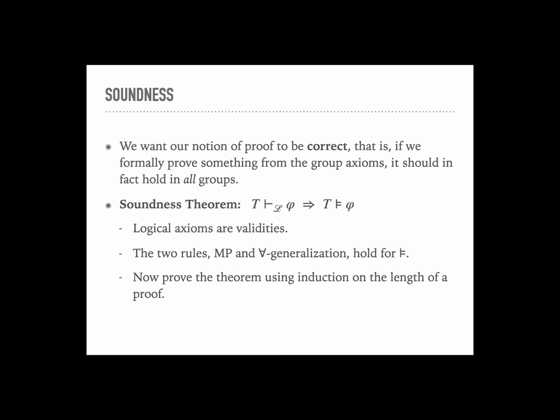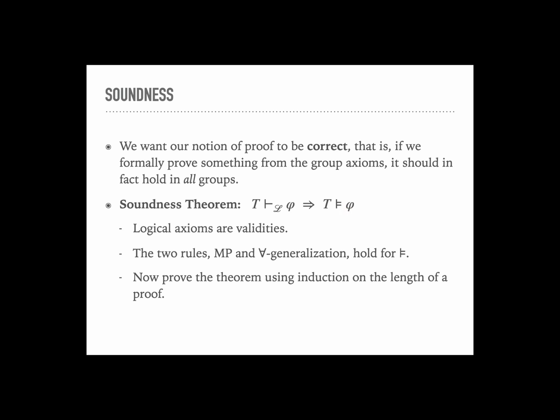Now that we have defined what a formal proof is, we of course want this notion of proof to be correct, right? Because the way we defined it is a purely syntactic affair. So if we prove something by way of a formal proof from, let's say, the group axioms, that fact should actually hold in all groups, right? And this property is usually referred to as soundness. So we want our proof system to be sound, and that's stated in the soundness theorem. So in symbols, if phi is provable from T, then it's actually logically implied by T.